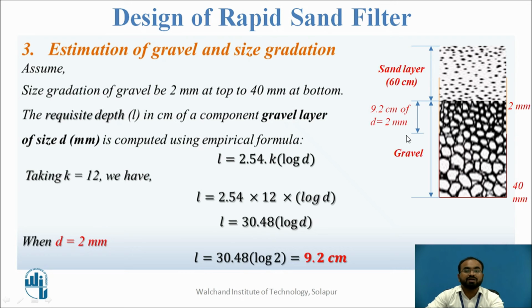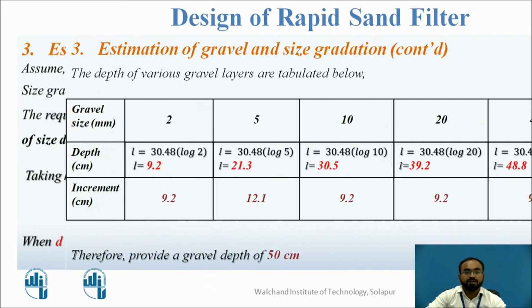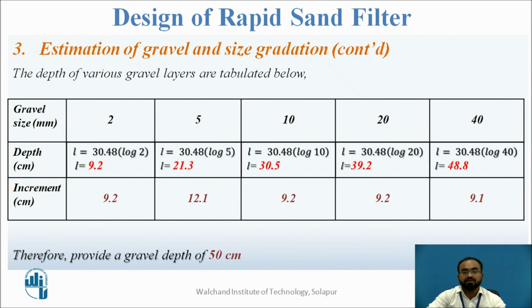But what is the total depth of gravel with respect to the varying size? This is only for 2 mm. Now I will talk about variations of the gravel. For 2 mm it is coming about 9.2. The increment will be the same, that is 9.2. For the 5 mm it will be coming about 21.3. So the increment will be 21.3 minus 9.2, that is coming about 12.1. Similarly, I will do for 10, 20 and 40, and it will be coming about 9.2, 9.2 and 9.1 respectively.